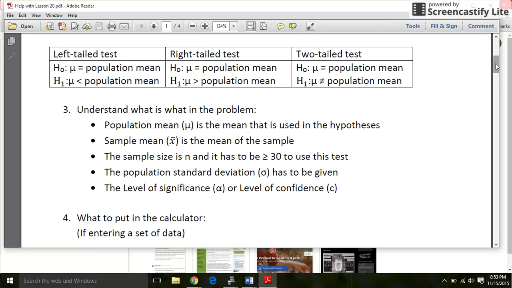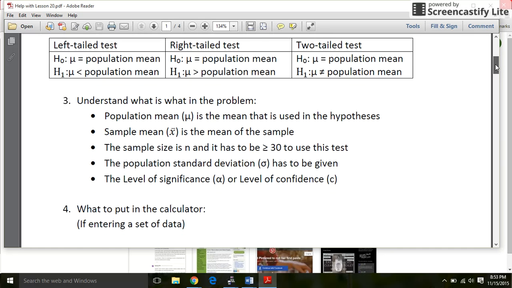So population mean is described by the mu symbol, and that's what's used in the hypotheses. Your sample mean is x-bar, and that's the mean of the sample. Sample size is n, and it has to be greater than or equal to 30 to use this test. Your population standard deviation is going to be given with a sigma, and your level of significance, alpha, or your level of confidence, C. And there's a relationship between these two. Your level of significance will help lead you to what level of confidence you have. And we'll get into that once we get to a problem.